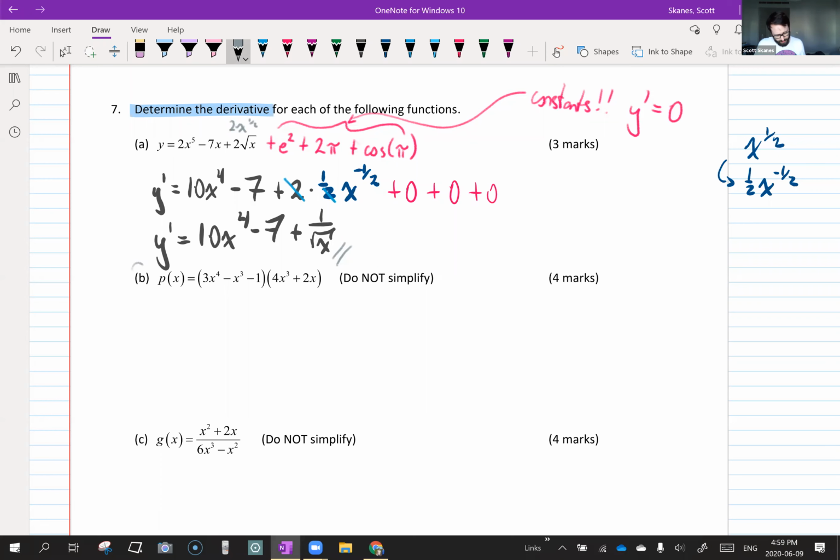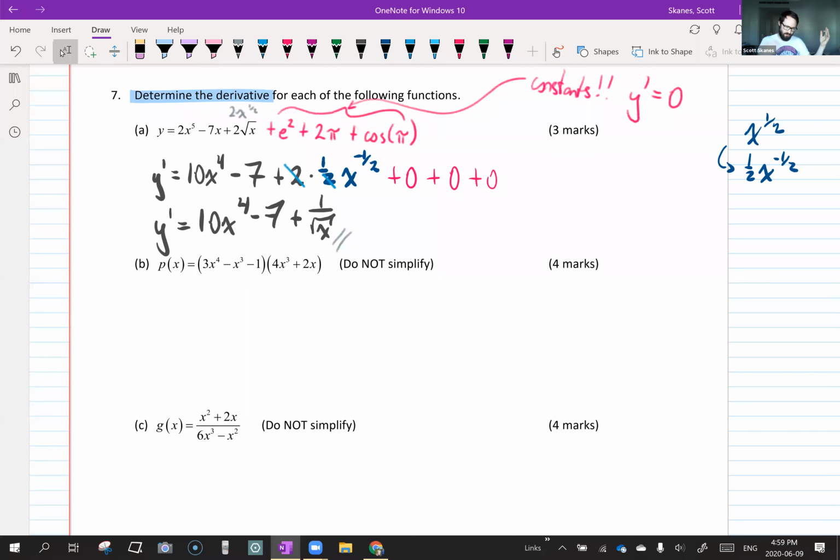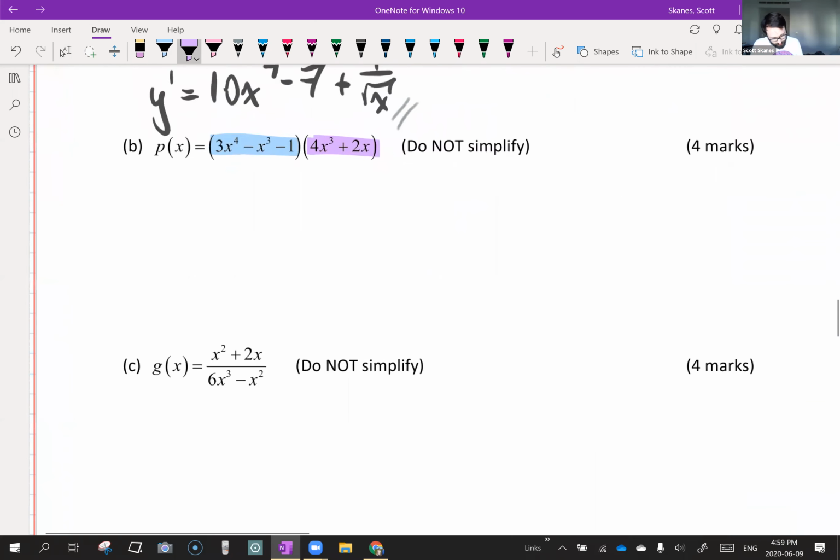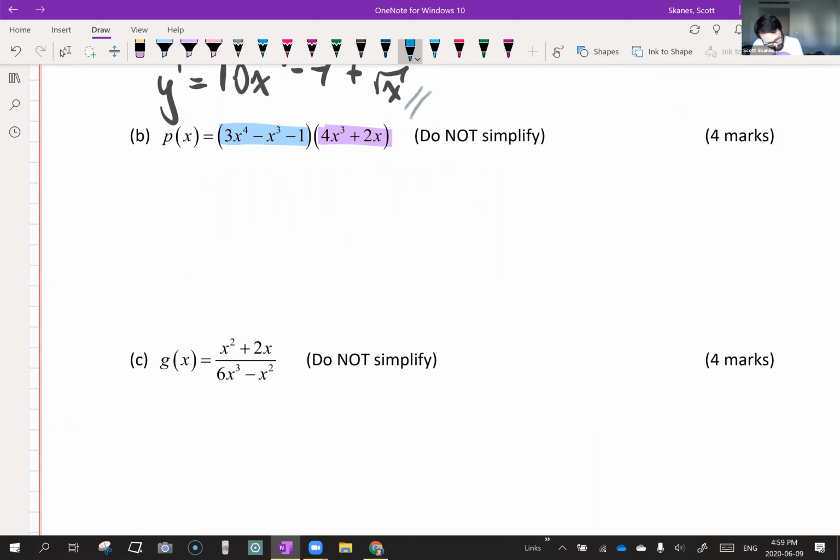What's my rule for b? Well, it's 7b. The function is p of x. It could be called anything. It doesn't matter what the letter is. Product rule. That's exactly right. First function, second function. I'm going to write out the product rule for the last time, hopefully. It's the product rule. We know what that is. I certainly hope you have it memorized by now. And of course, the first one is our f and the second one is our g. So we just go through the motions and figure out what the answer is.